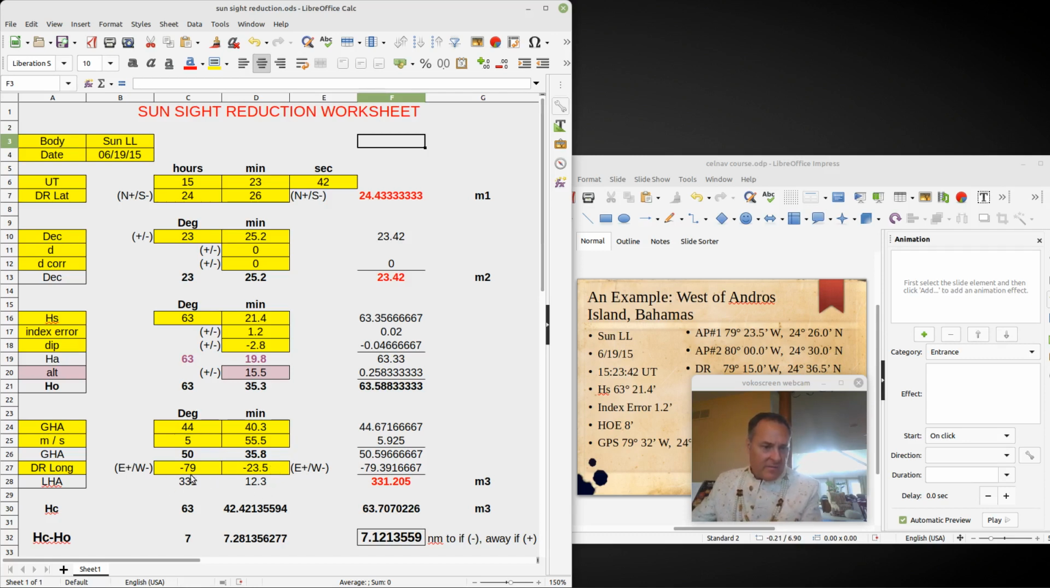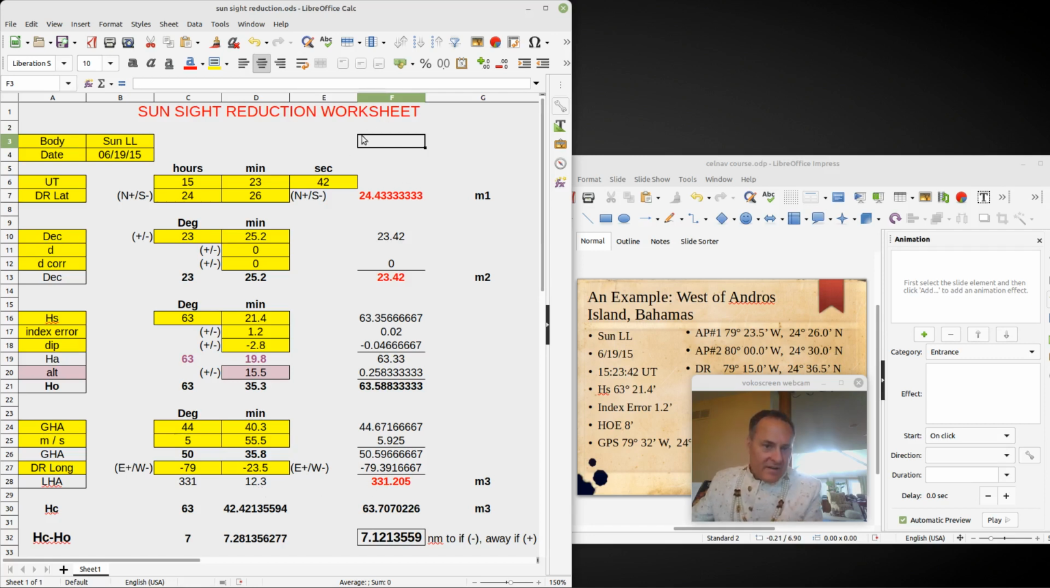It comes from the assumed position's longitude, 7923.5, negative in the west, right? We're going to find the sum, which ends up being a difference because of the negative value. But we find the sum of these two values, okay, and it comes up to be 331 degrees, 12.3 minutes. Okay, that's the local hour angle.